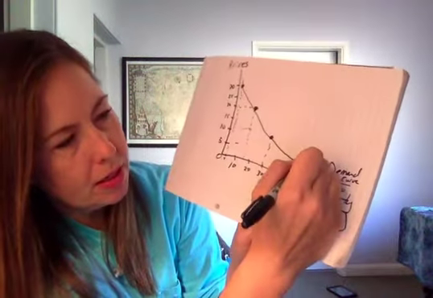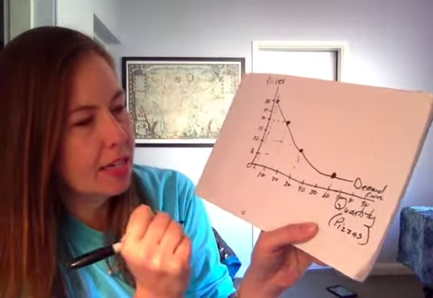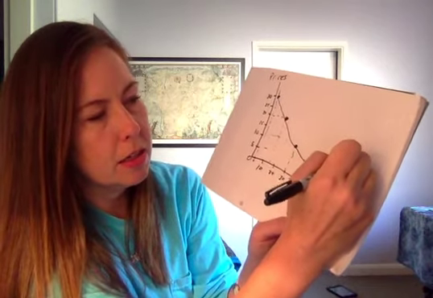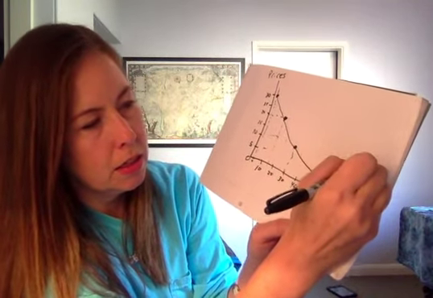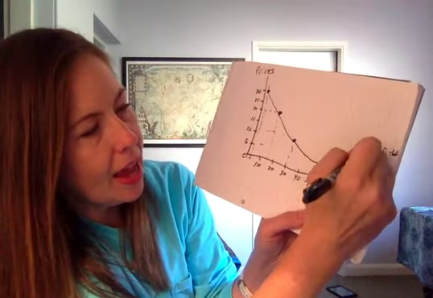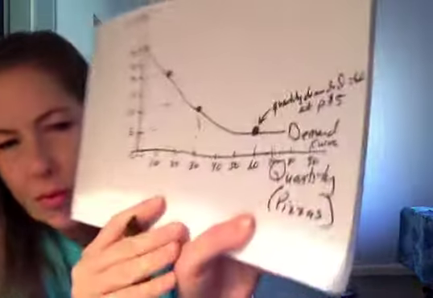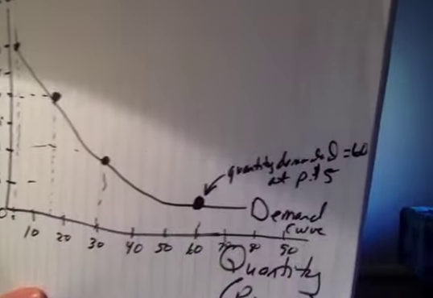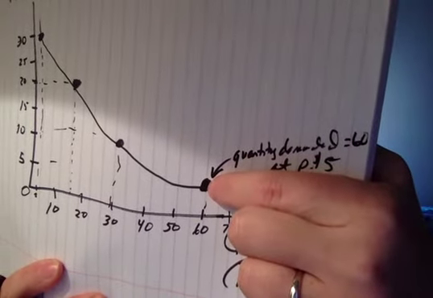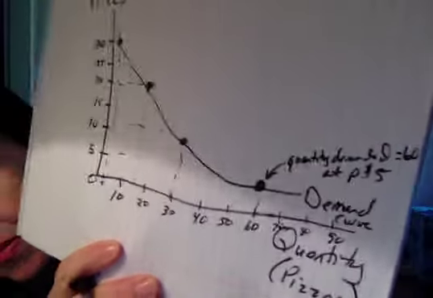One point represents the quantity demanded at a particular price. So this point is the quantity demanded, and our quantity demanded is 60 at a price equal to $5. Hopefully you can read that. Sorry, my handwriting's not the best. What that says is that the quantity demanded is 60 at a price of $5. That's what this point right there represents.